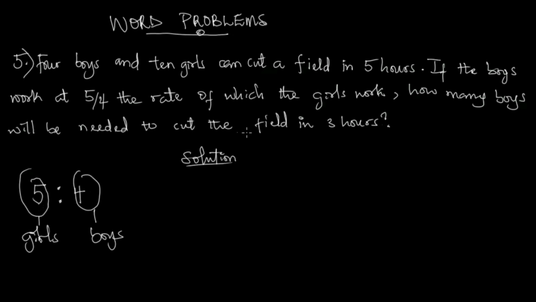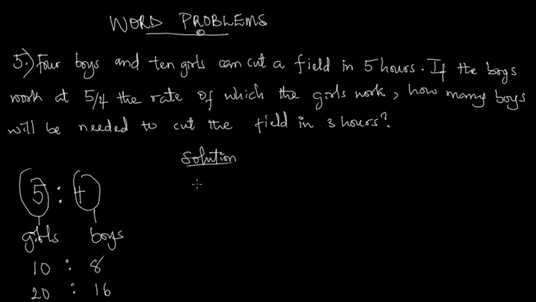Alright? And then we can now say that 10 girls will do the work of 8 boys. Okay? Are you seeing the pattern? 20 girls will do the work of 16 boys. Alright, so that is how it works.